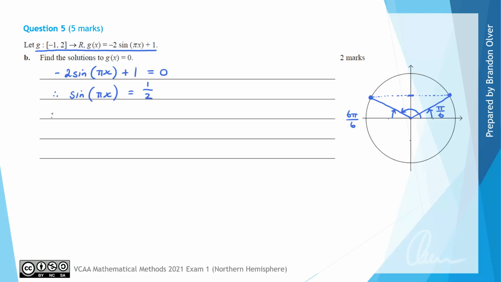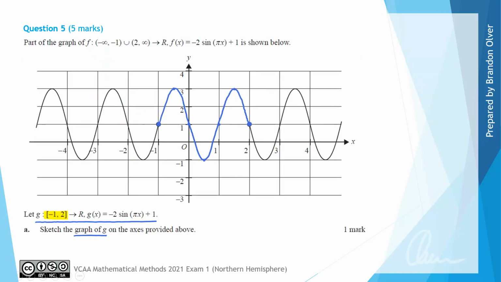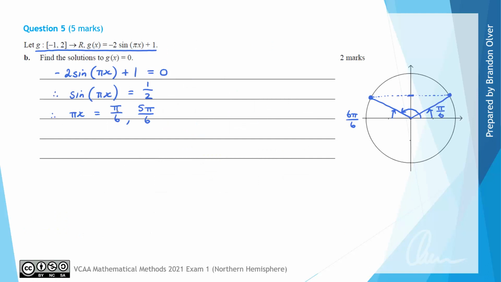So coming back to our working, we're going to say that pi times x must equal pi on 6 or 5 pi on 6. If I actually go back to the graph that we sketched, solving g of x equals 0 is really just asking us to find the x-intercepts of this graph. So we know there's only 2 of them, and we know they're the first 2 positive solutions. So that's why I'm only really considering pi on 6 and 5 pi on 6, as they are the first 2 angles in the positive direction that give this equation equal to 0. We can then divide both sides by pi or multiply by 1 on pi to get x by itself.